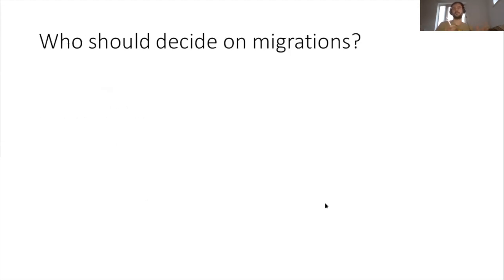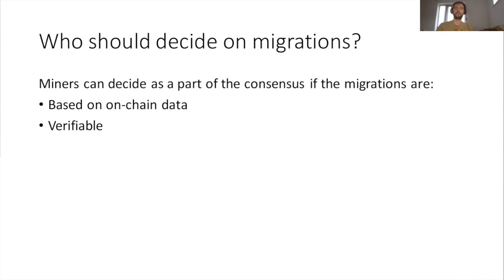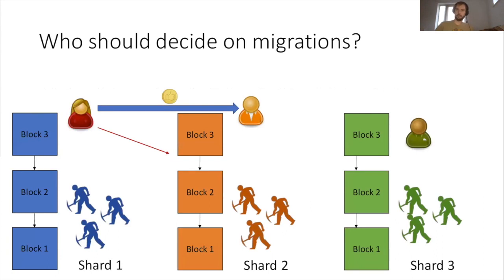So now once we have those recommendations, we need a way to enforce them. And for many reasons that we list in the paper, we choose the miners to enforce those migrations based on the consensus. So the migration decisions or the recommendations are based on on-chain data, are fully verifiable, so we can just make them a part of the transaction processing. A transaction will not be considered as valid if it doesn't have the correct migrations of account across shards. So this gives us a lot of flexibility, but there's still one problem.